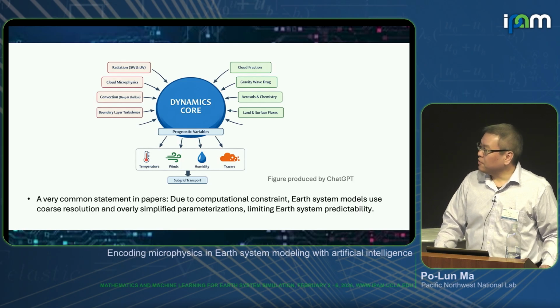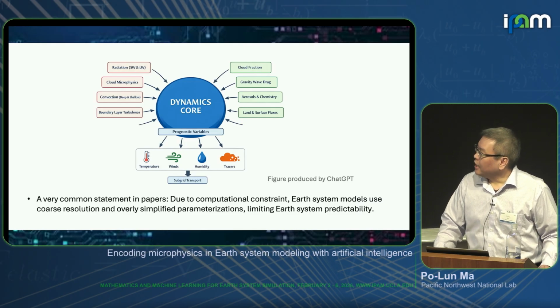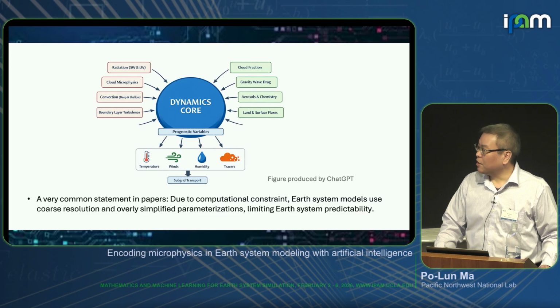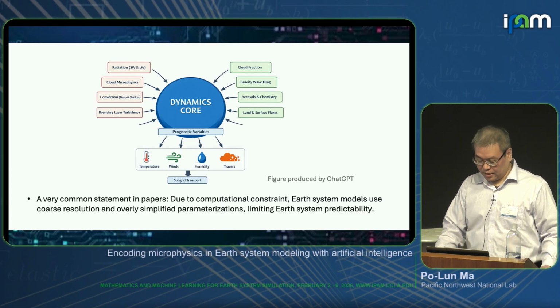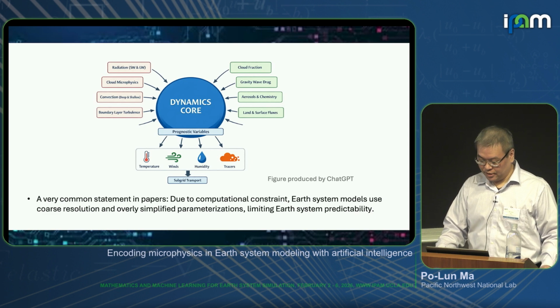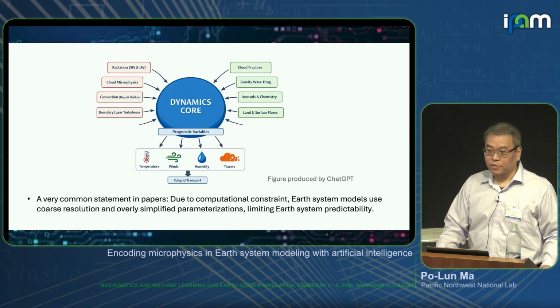So we know that the atmosphere model consists of a dynamical core and several physical parameterizations that include the radiation, the cloud microphysics, convection, turbulence, cloud macrophysics or the cloud fraction parameterization, gravity waves, aerosol chemistry, land surface fluxes, and so on and so forth. And we have a bunch of prognostic variables to predict, and that's how we simulate the Earth system.